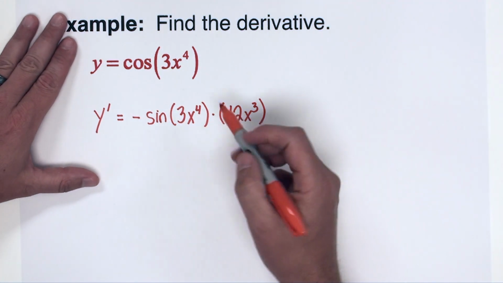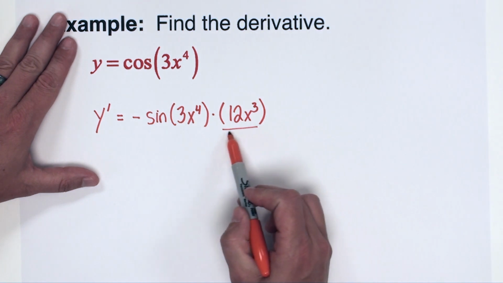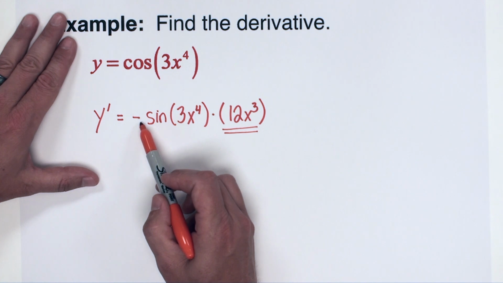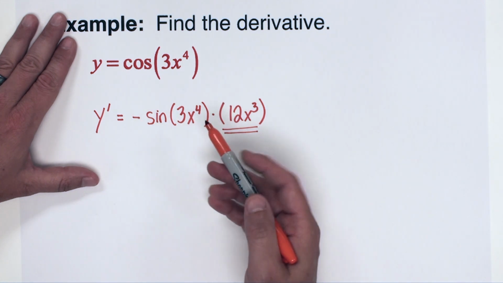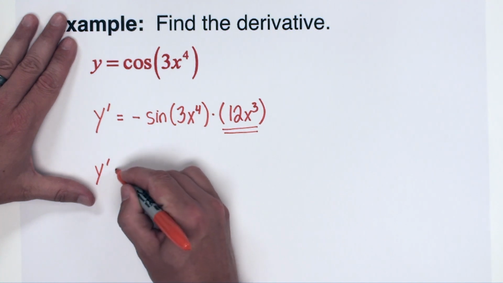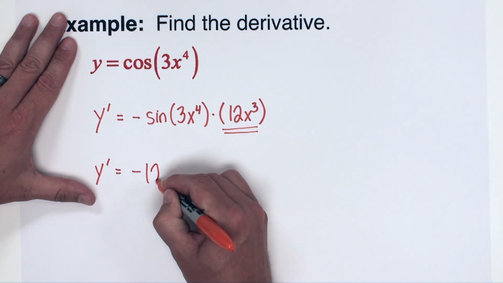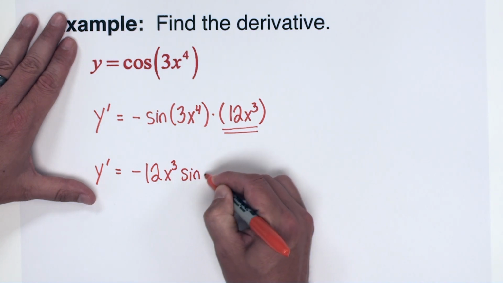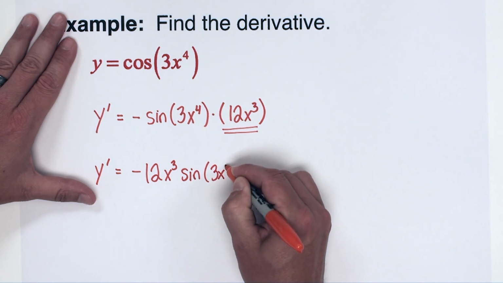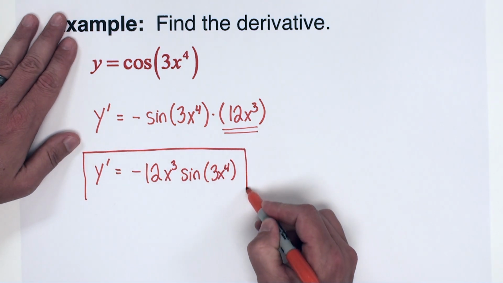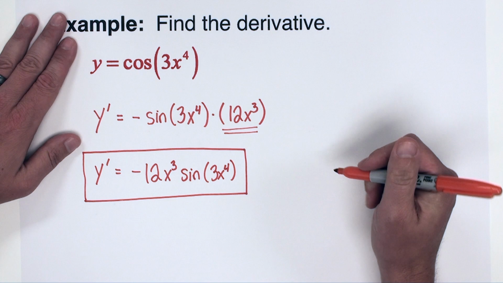That's our derivative. Most people are going to bring this factor and they're going to move it to the front of the trig function. So you can certainly do that. Make sure you carry that negative all the way out to the front too. So we're going to have negative 12x to the third sine of 3x to the fourth. That's more than likely how you're going to see any solution presented.